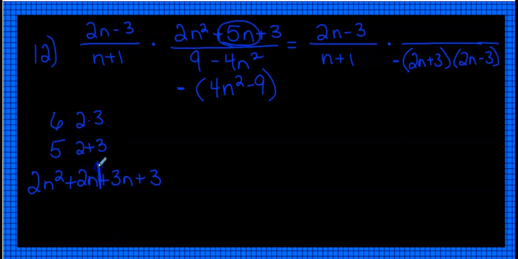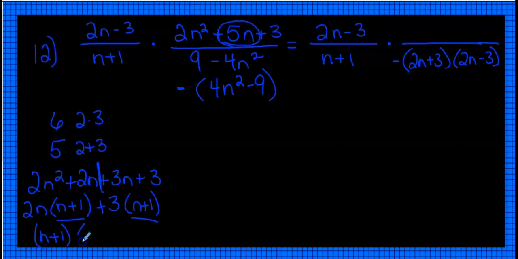So now I'm going to split this down the middle, and I'm going to take out a GCF on each side. 2n, n plus 1. Whoops, sorry. I should say n plus 1. And then I'm going to take out a 3 over here, and I have an n plus 1. If you get these the same, you know you did something right. That's your first factor. And I've done this in another video. I'm not going to go through it in very much detail. So this factors to n plus 1 times 2n plus 3.